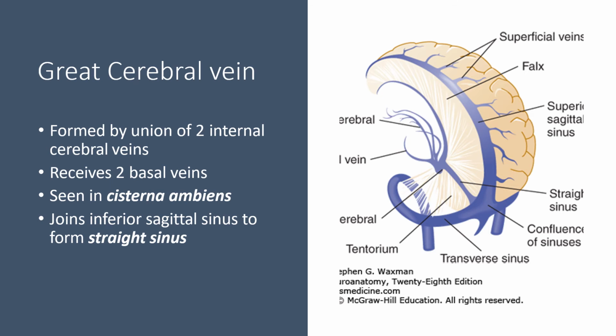The tributaries of the great cerebral vein include the internal cerebral veins, the basal veins, veins from the colliculi, and veins from the cerebellum, and adjoining parts of the occipital lobes of the cerebrum.